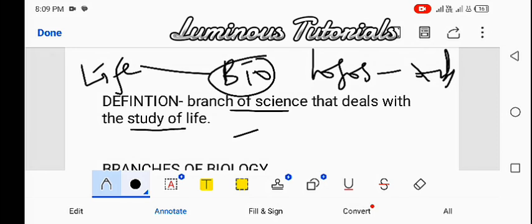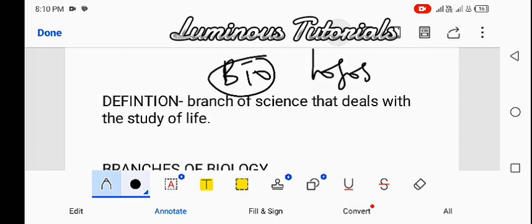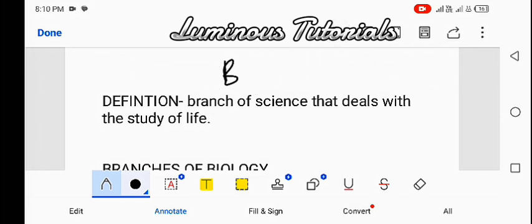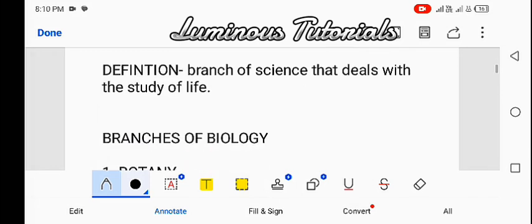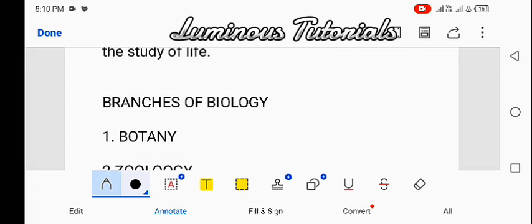When I say life, I mean everything that is living. So take note, it's not non-living and living things. It is the study of living things. Am I communicating? This entails plants, animals, viruses, fungi, and so on. Now the next thing we'll talk about is the branches of biology.